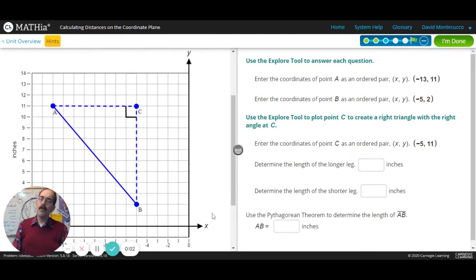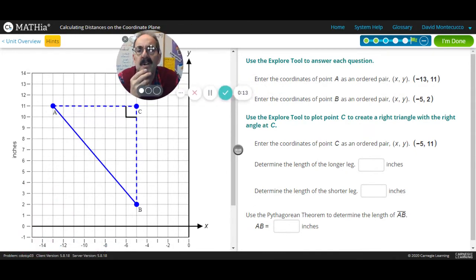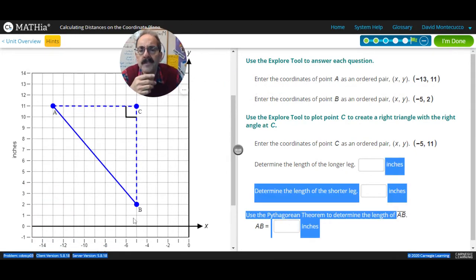Hi, everybody. So we're on distance, we're in Mathia, and on this particular one, I want you to pay attention to the coordinate points because it actually goes positives and negatives. So this very first one is -13, 11. So make sure you get your negatives. And the B is -5, +2. And then the C, to make it a right triangle, is going to be -5, 11. So make sure you get your negatives in there, okay?